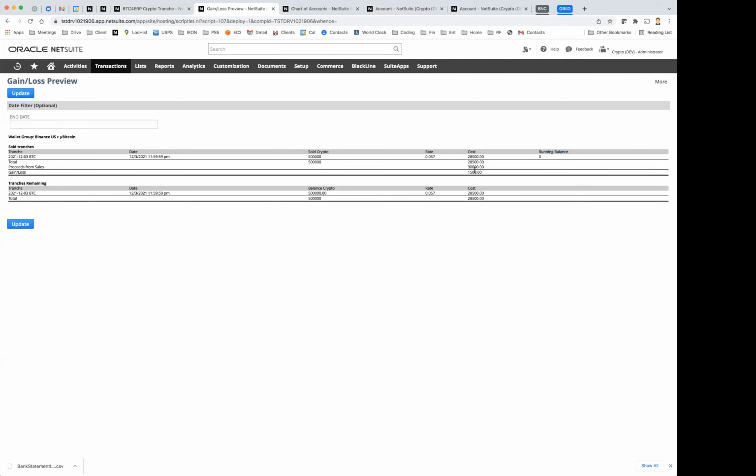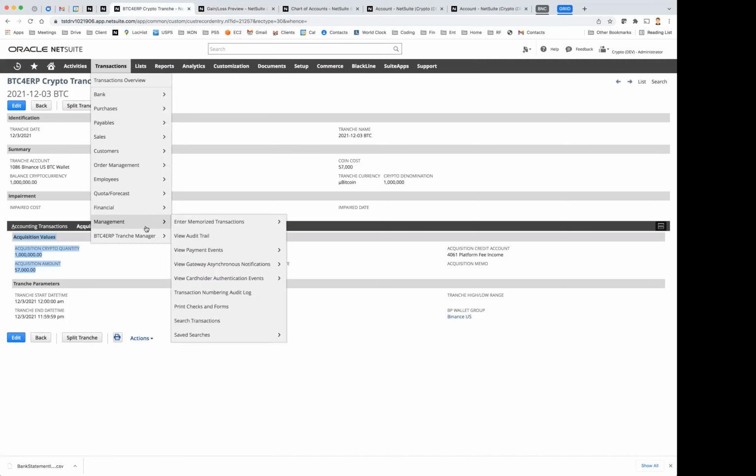When I add up my gain loss, I can see that for a $30,000 settlement, 28,500 was my cost, and therefore it knows the gain loss. Then it's also showing, after this is finished, this is your new FIFO stack. You have half a Bitcoin remaining, and your cost is still your cost. So let's go through that process now.